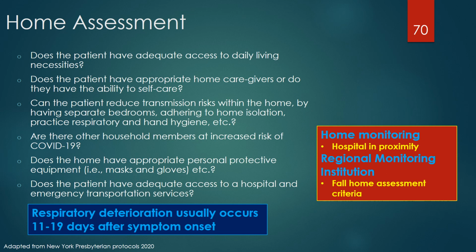Home monitoring may be most appropriate for those living in proximity to a hospital capable of handling COVID-19 patients in acute respiratory distress. Consider placing all patients who fail to appropriately meet the home assessment criteria in regional monitoring institutions, RMIs, until the risk of respiratory deterioration is deemed unlikely, which is usually 11 to 19 days after symptom onset.